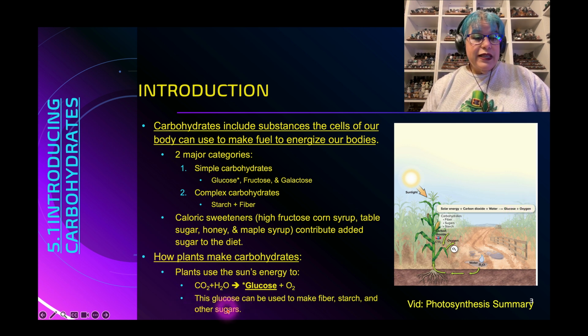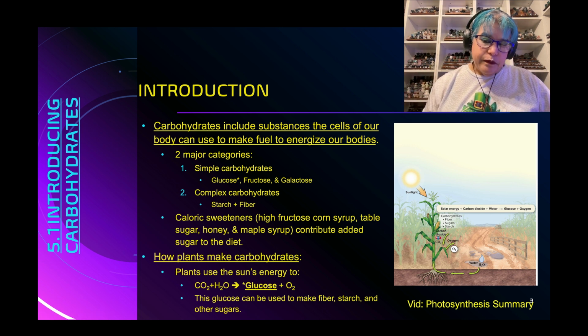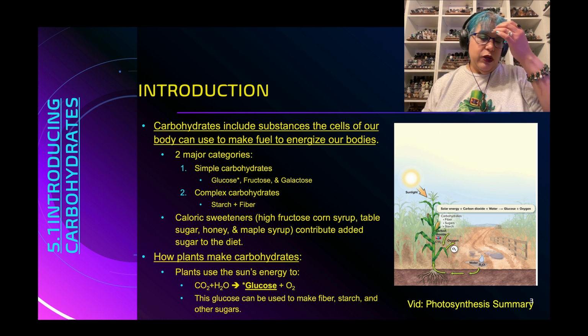The glucose that these plants are taking up can be made into fiber, can be made into starch, and into other sugars that we like, like fructose that is found in oranges and apples and grapes. In your ebook, you've got a video called the photosynthesis summary that is available if you want to watch that and actually see how all of that works with animation.